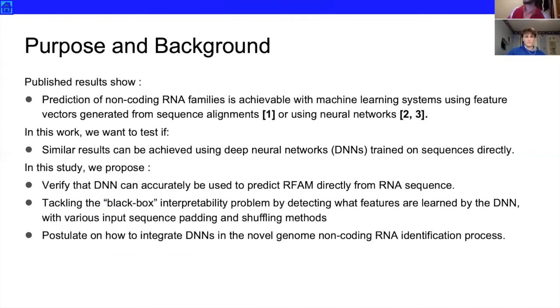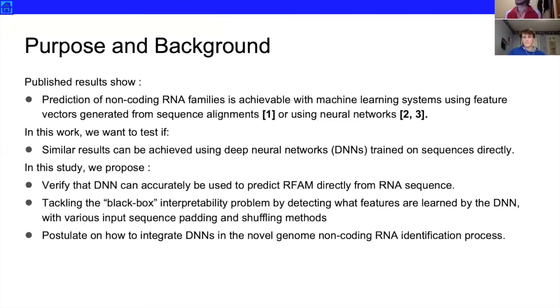So, as an introduction, we were presented some results that indicated that our families could be derived from their sequences. So prediction of non-coding RNA families is achievable with machine learning, following diverse sources that use feature vectors generated from sequence alignments or neural networks directly from the primary structure. But in our work, we wanted to test if similar results could be achieved using only deep neural networks trained on sequence directly. Those results were lacking in the literature, but we were confident that it could be achievable.